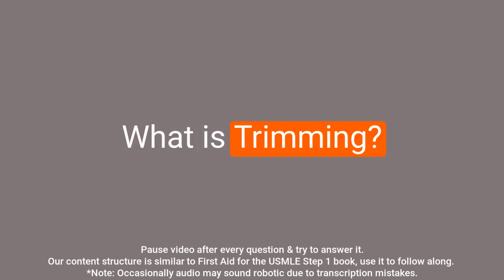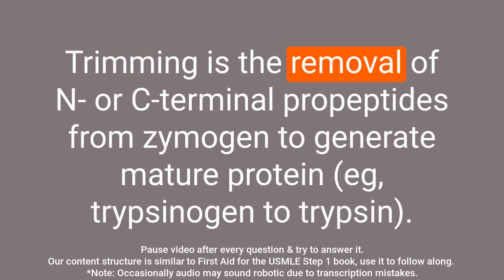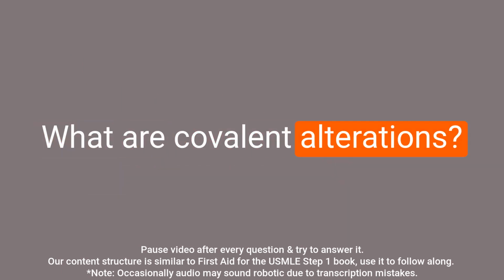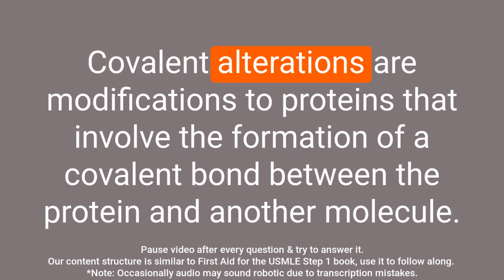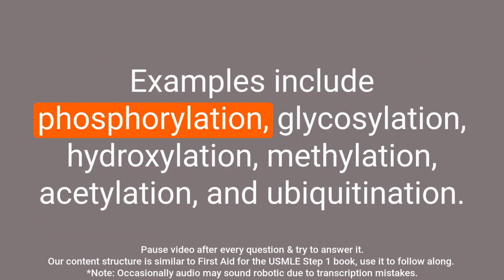Question: what is trimming? Answer: trimming is the removal of N or C terminal propeptides from zymogen to generate mature protein. Question: what are covalent alterations? Answer: covalent alterations are modifications to proteins that involve the formation of a covalent bond between the protein and another molecule. Examples include phosphorylation, glycosylation, hydroxylation, methylation, acetylation, and ubiquitination.